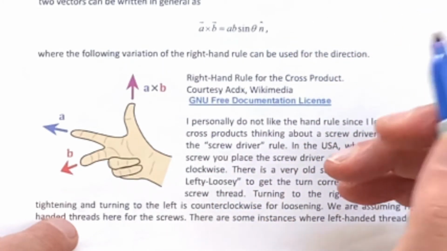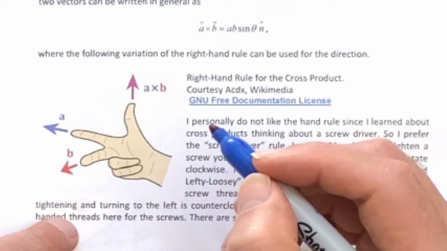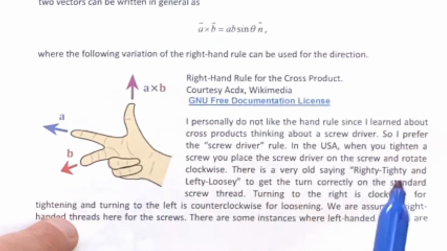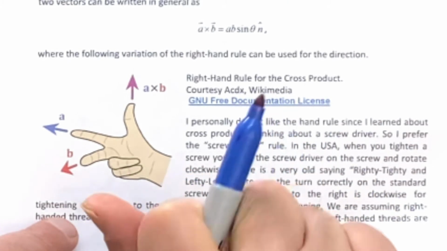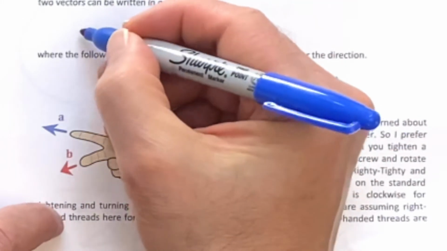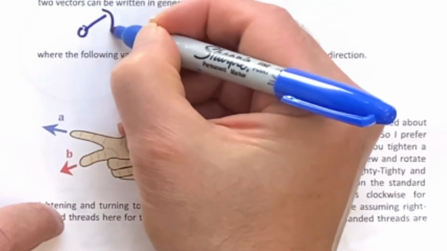Now, when I first learned this, I learned it by thinking of a screwdriver where you're tightening a screw, a right-handed screw. Most screws in the United States are right-handed, so, for example, if you had a screw here and you were going to tighten it, you would go this way.